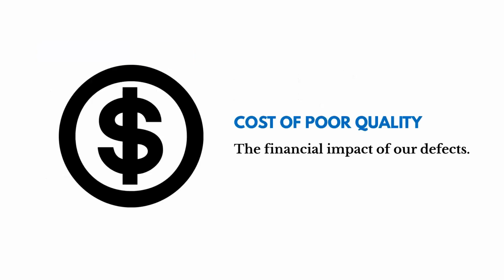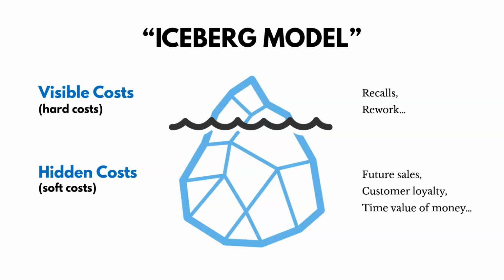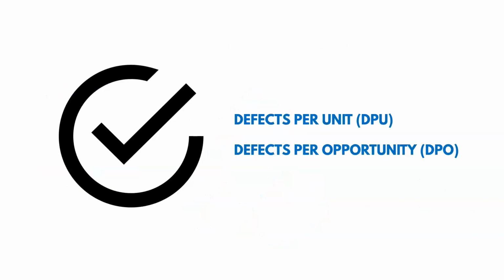Now we already talked about one of the key cost measurements, the cost of poor quality. That's the financial impact of our defects. And we use this thing called the iceberg model to understand them. We have these visible or hard costs at the top, and then hidden or soft costs at the bottom. And sometimes those hidden costs represent a larger portion of our problem. Now for now, let's talk about defects, some of our defect measurements. The two key ones are going to be defects per unit and defects per opportunity.